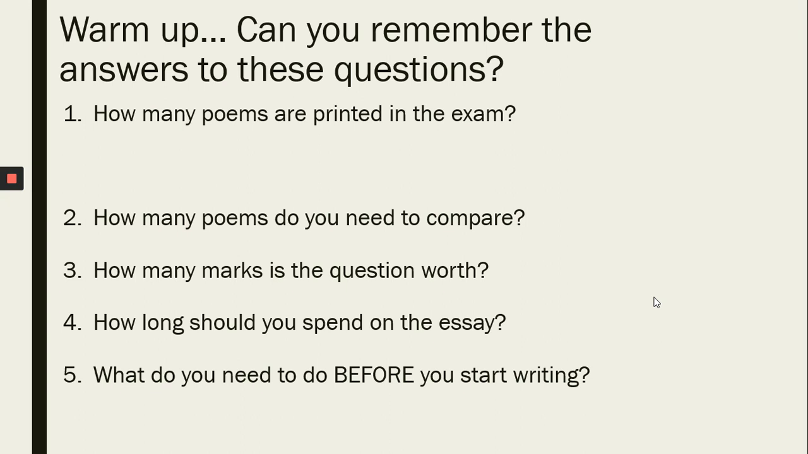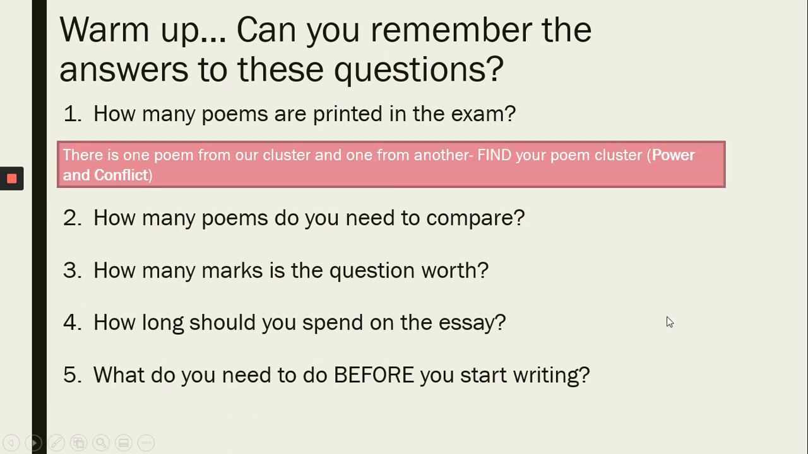Okay, guys, so let's go through the answers. So the first thing, there's one poem from our cluster, which is the Power and Conflict. And there is one from another cluster, which is called Love and Relationships. You don't need to worry about that one. You need to find your poem cluster, which is Power and Conflict. It's usually the second one in the booklet.